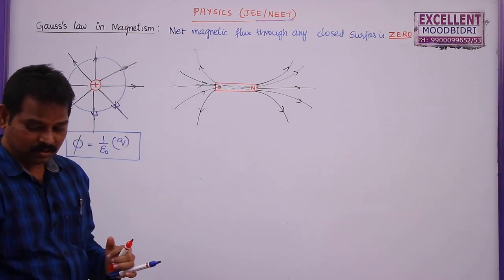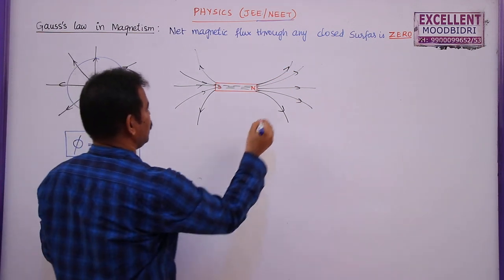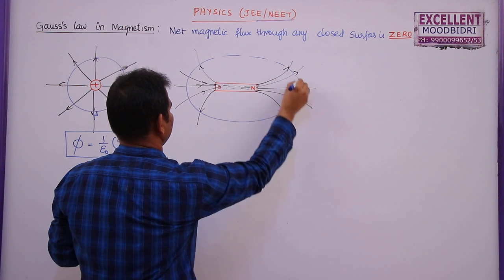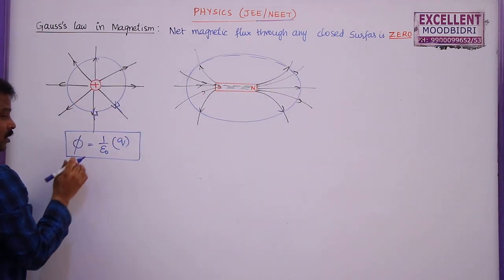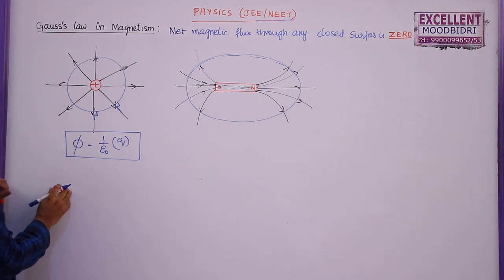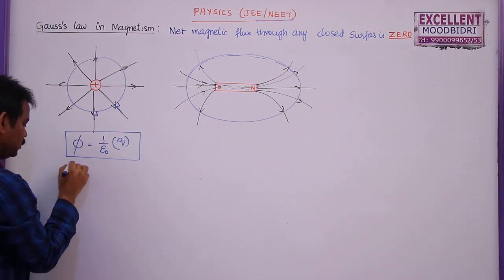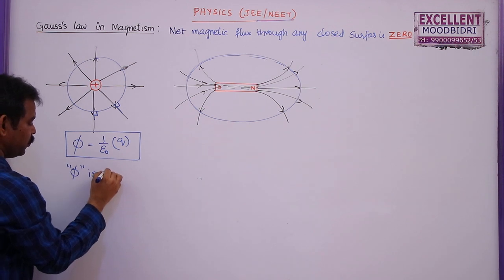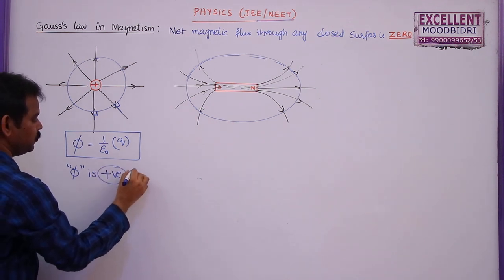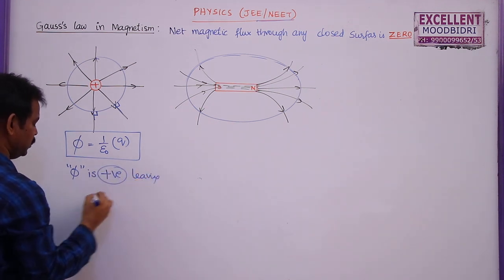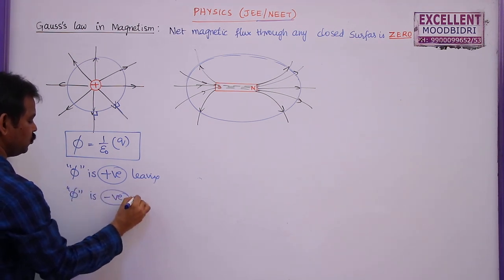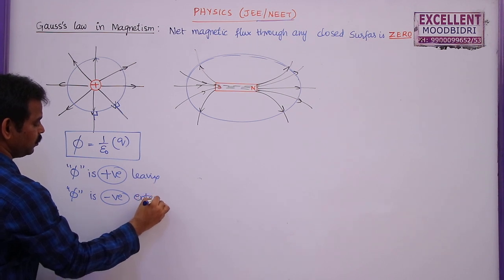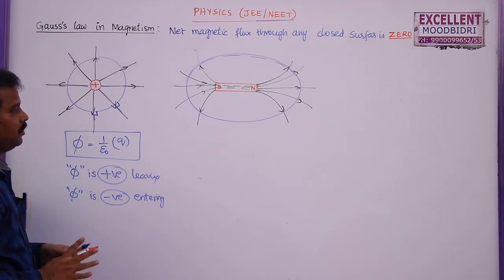Now if you consider any Gaussian surface here, we know that lines leaving the Gaussian surface are taken as positive flux. So flux is positive if the lines are leaving the Gaussian surface, and flux is negative if they are entering the Gaussian surface.